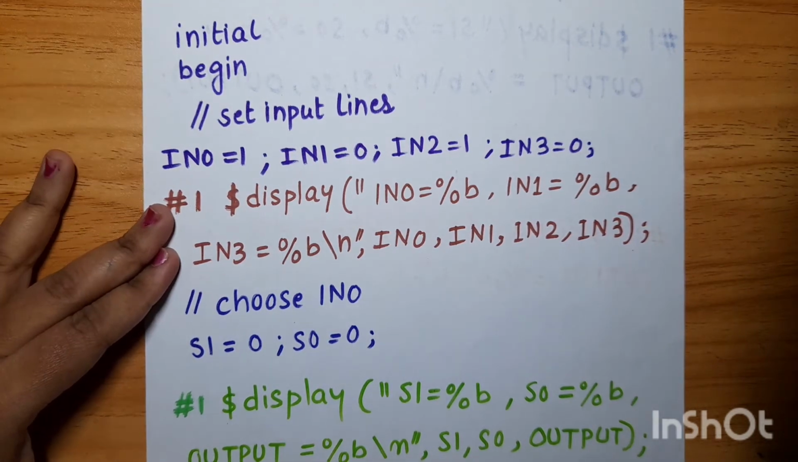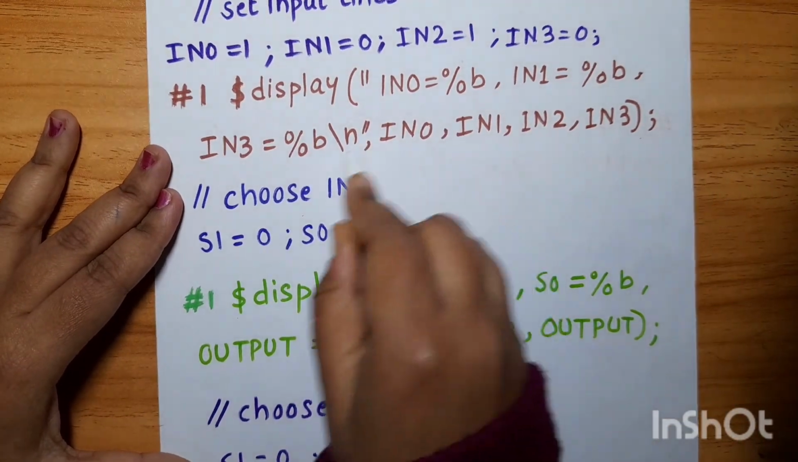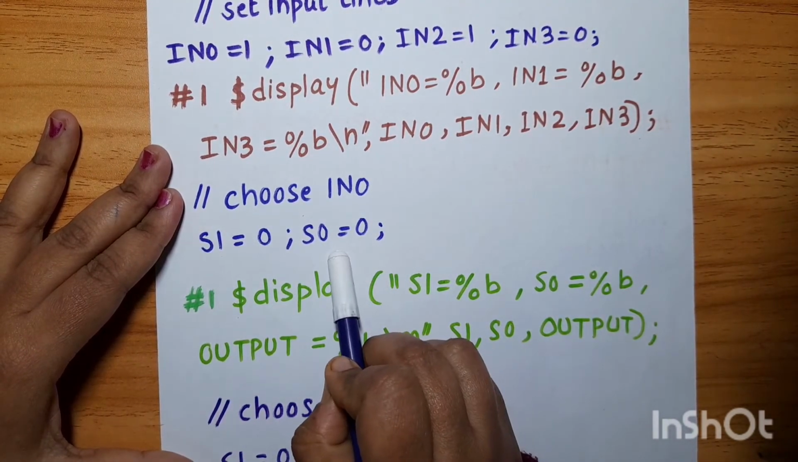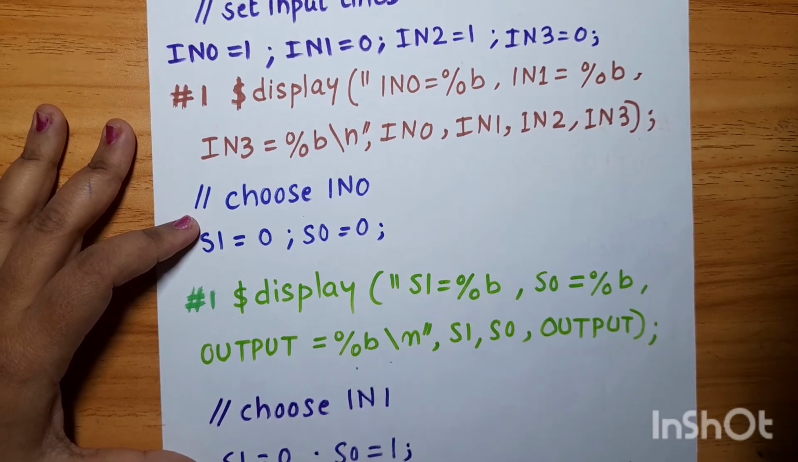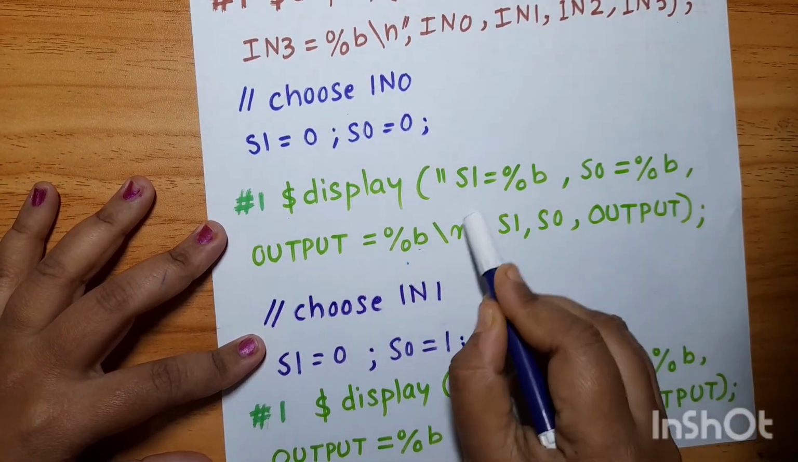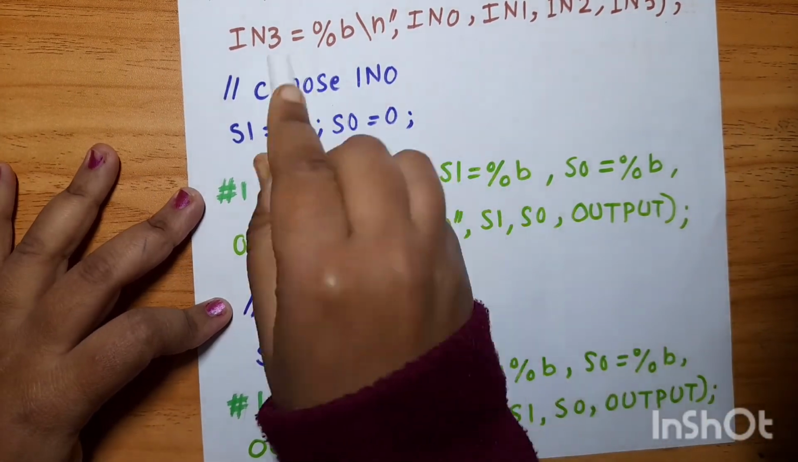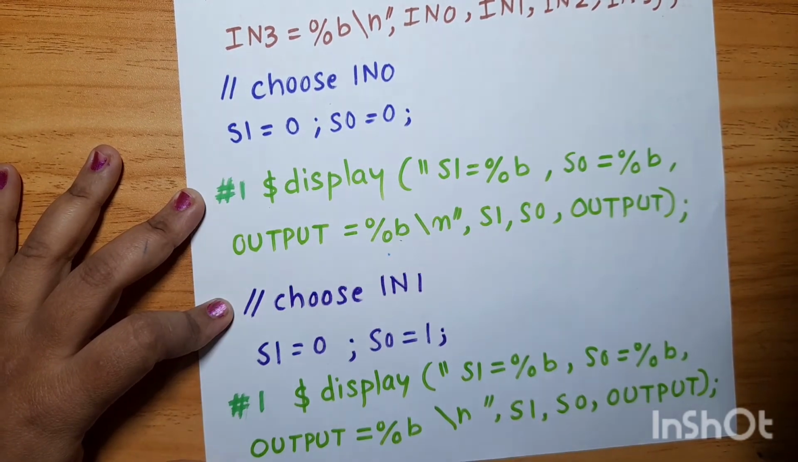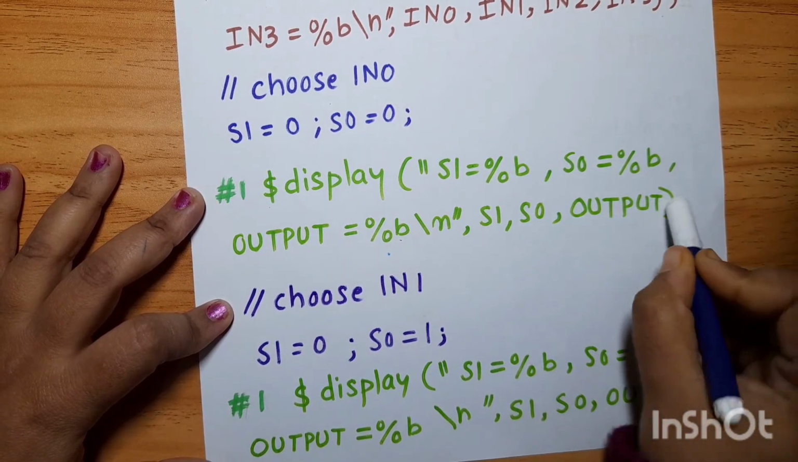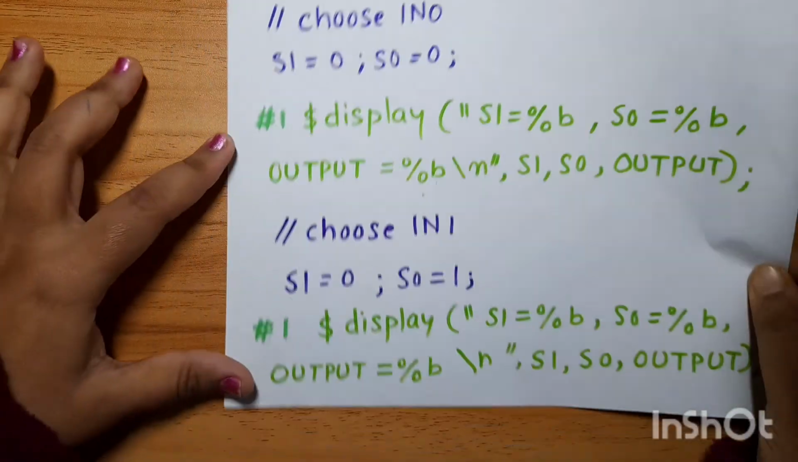Okay, now I am choosing the select line. Choose IN0. So I am choosing the input 0, IN0 would be provided to output. So S1 is 0 and S0 is 0 semicolon. Now again after 1 unit of time I am doing the display of select lines and displaying the output also. This is the display statement. Because inputs are already provided, just after choosing the select line, the output would be selected. So we will check whether the output is coming same as IN0 or not.